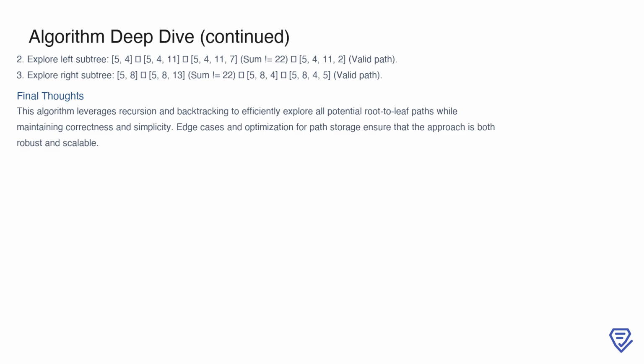The algorithm ensures that all potential paths are explored while leveraging backtracking to maintain the correctness of the path at each step. In conclusion, this method effectively balances simplicity and efficiency, making it a robust solution for finding root-to-leaf paths with a target sum. By accounting for edge cases and optimizing path storage, the algorithm is well suited for both small and large binary trees.